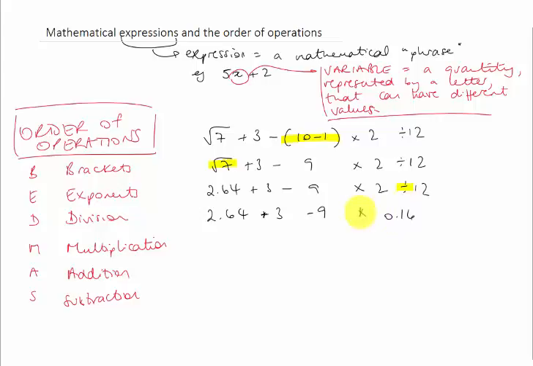Multiplication. I can see a multiplication here, so what's 9 times 0.16? That's 1.6. So 2.64 plus 3 minus 1.6. Can you see any addition? Here we go. So that's 5.64 minus 1.6. And then finally subtraction. There it is. So that leaves us with 4.04.